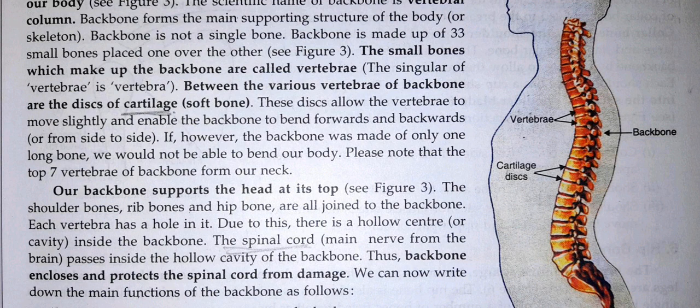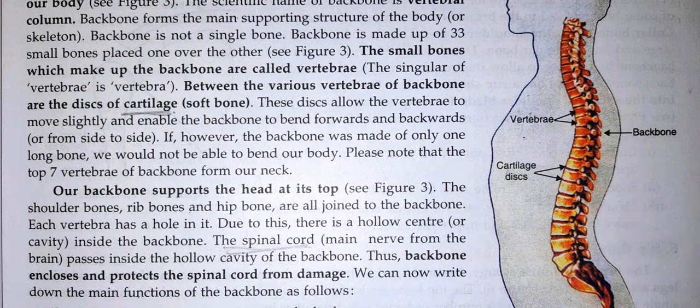that you have to keep in your mind that the first 7 vertebrae of the backbone form our neck. The first 7 vertebrae: total 33 vertebrae are there in your backbone, and from these 33 vertebrae, the first 7 vertebrae, if you start from the neck, they form the neck.